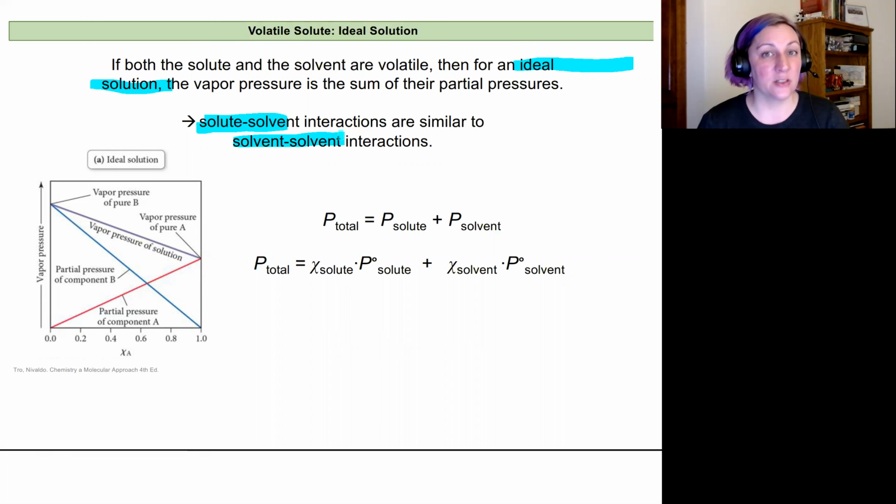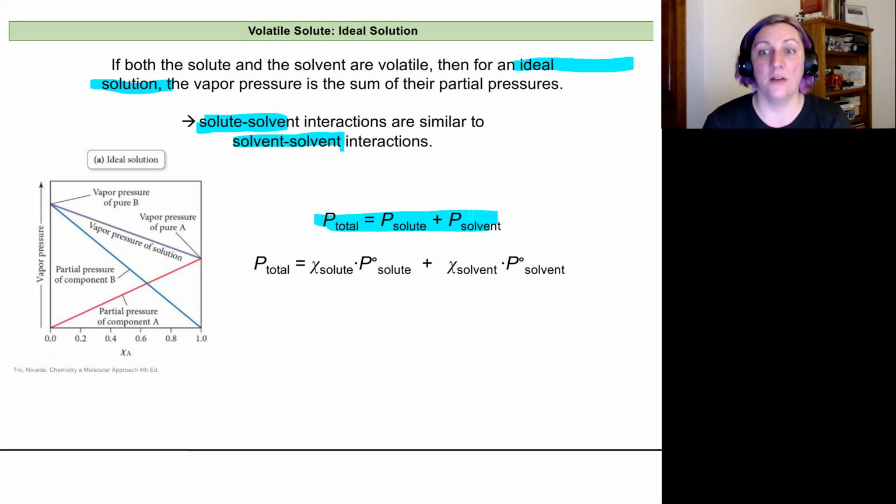to our solvent-solvent interactions. And so they would have the same intermolecular forces if the solvent particle was interacting with the solute or if the solvent particle was interacting with another solvent molecule, right? So in these situations, we just take the sum of the partial pressures of each of the two components. So we take the sum of their vapor pressures. That's the easiest. So really the total vapor pressure is equal to the vapor pressure of the solute plus the vapor pressure of the solvent.